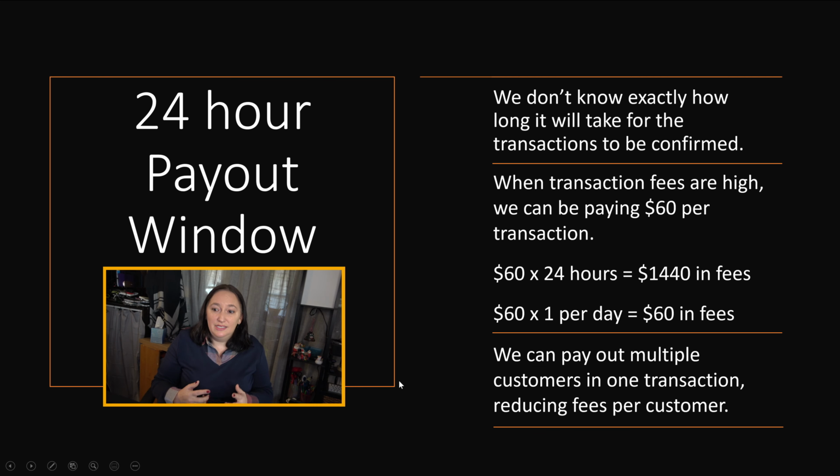Paying out just the once in a 24 period also allows us to pay out multiple customers in one transaction and divide the fees among them all, which also reduces the fees per customer, in turn eliminating the need to pass down the fees to the customer. More ramen for you.